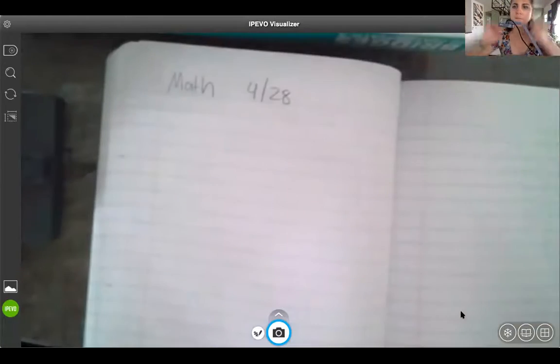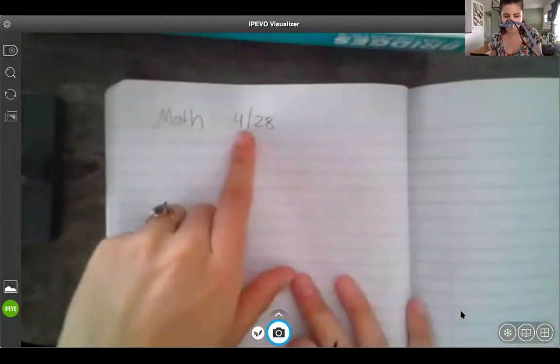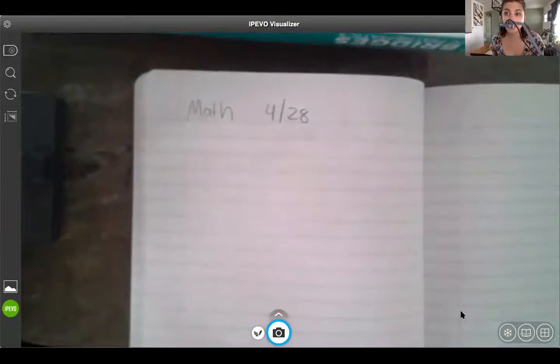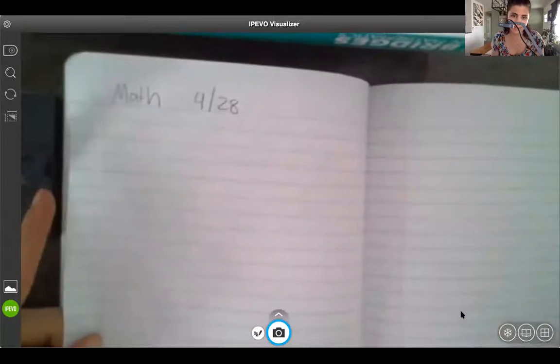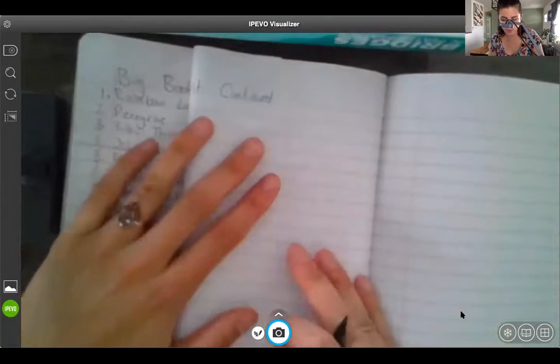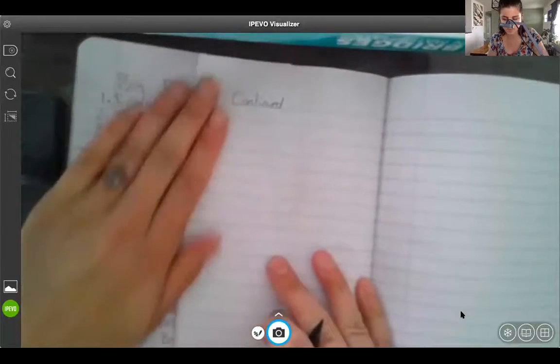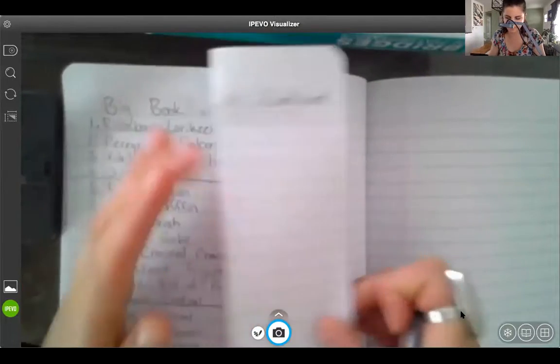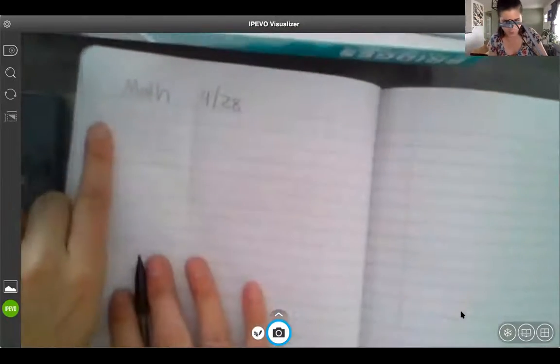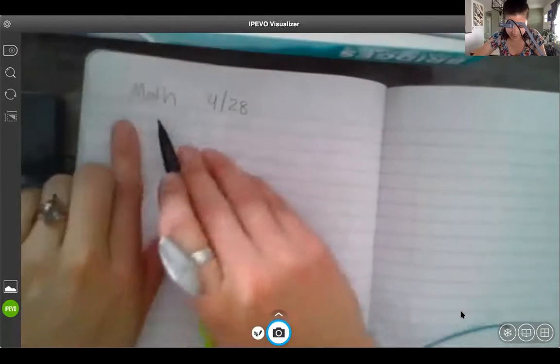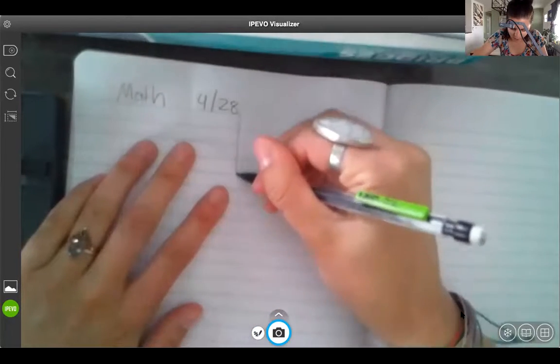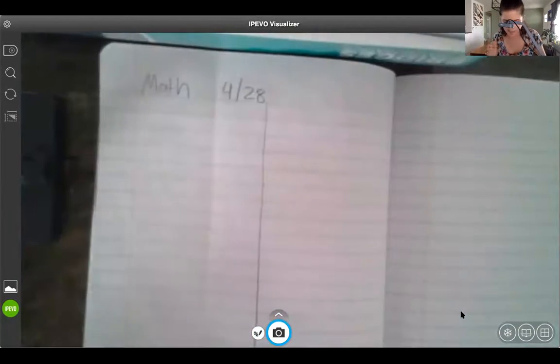All right, friends. So open up your composition notebook. There we go. All right, math 4-28. So we're gonna make some combinations to 10. If you are on the left-hand side or the right-hand side, it does not matter, but we are going to fold that paper in half. Oh, that's not in half. Since there's a red line, we're gonna find the middle and draw a line down the middle.